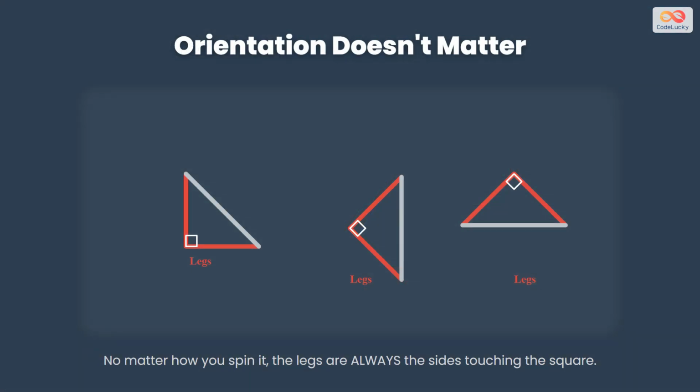Triangles can spin and rotate. Even if a triangle is turned upside down, the rule stays the same. The legs are always the two sides that touch the square corner symbol.